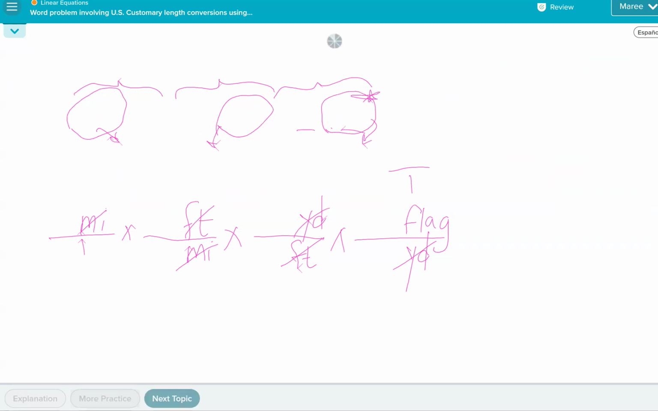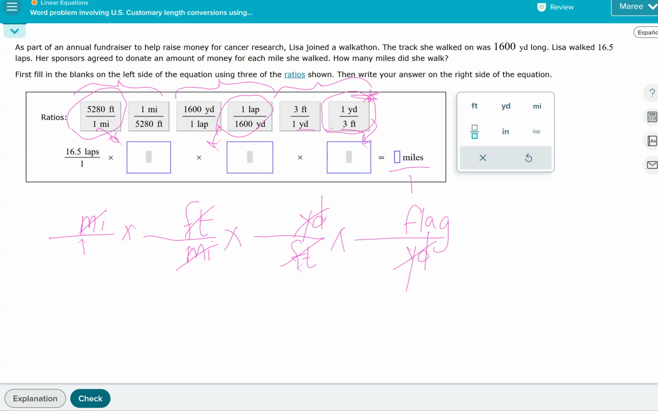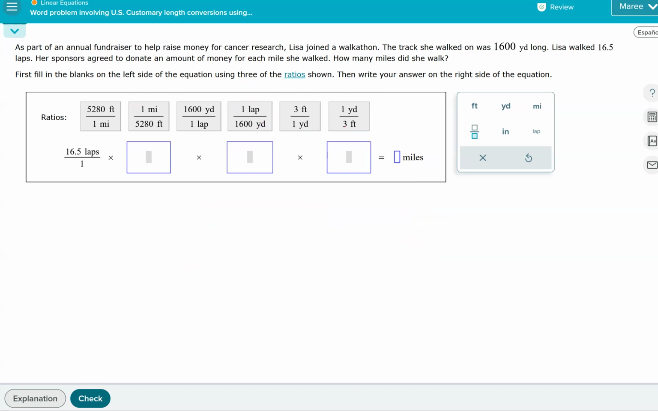Okay, so let's do another practice. So remember, what you want to do is just focus on the labels first. We'll start with laps. Look at the ratio. See how they have laps with yards. So that's the second group. So we're going to change laps to yards. We just want to make sure that yards is in the numerator and laps is in the denominator. Okay, so that will be this one. That will be our first one.